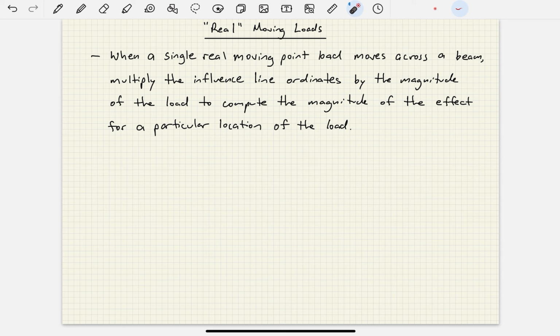So here what we have is when a single, that's one, real moving point load moves across a beam, what we do is we multiply the influence line ordinates by the magnitude of that point load to compute the magnitude of the desired effect for a particular location of the load, okay? So maybe pause the video and write that down. That does sound a little confusing. Let's draw an illustration to show what we're talking about.